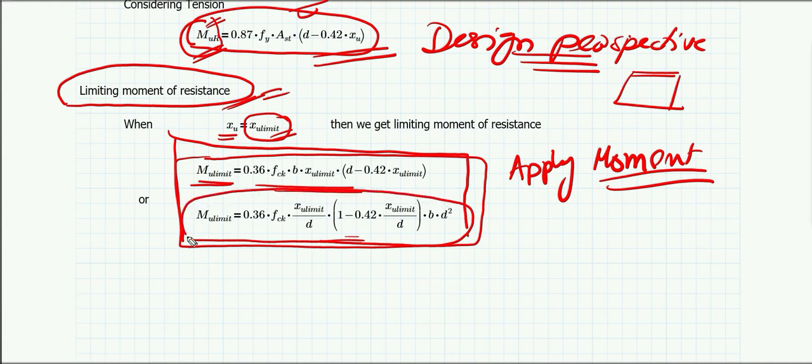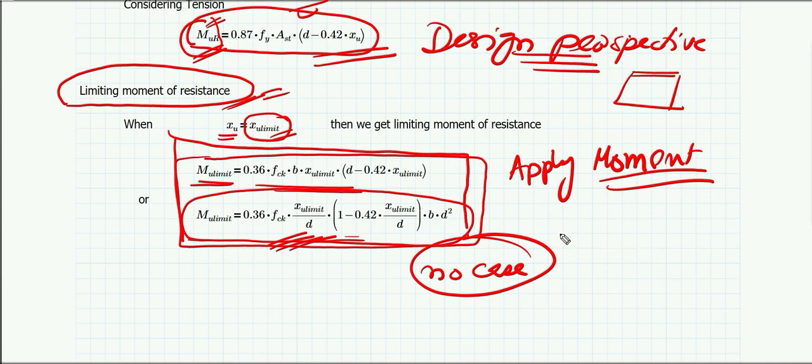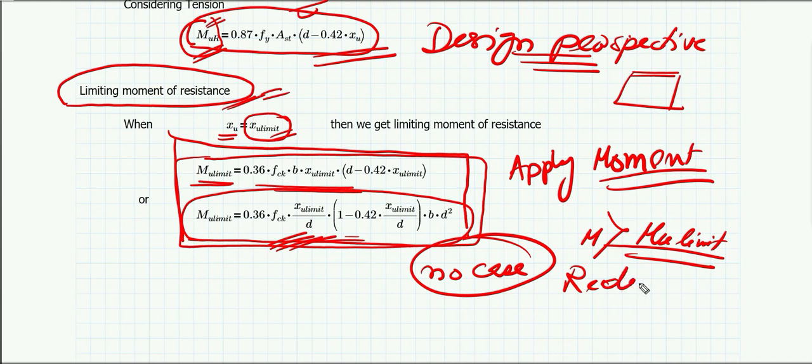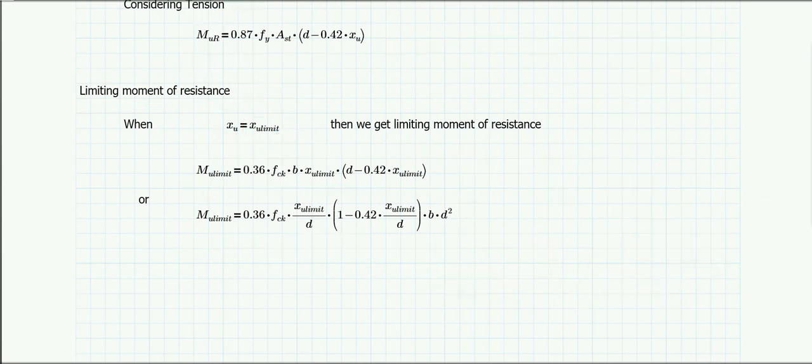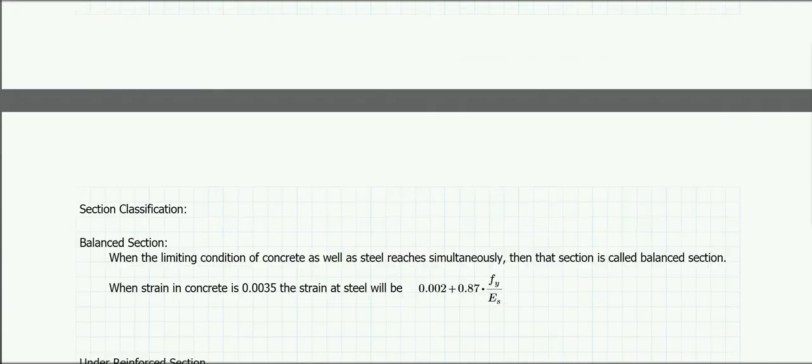That means in no case can the moment be more than this particular value. If in certain cases you get some moment which is more than Mu limit, then you have to redesign the structure. You have to redesign it. Okay, understood? Now let's go to the next.